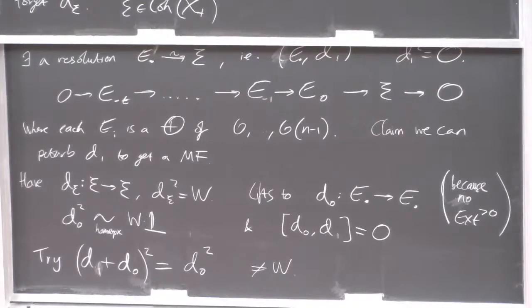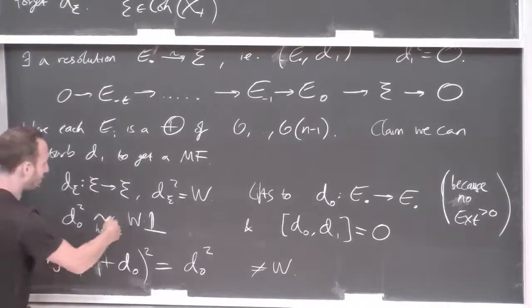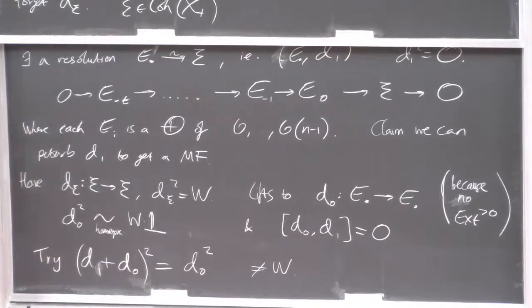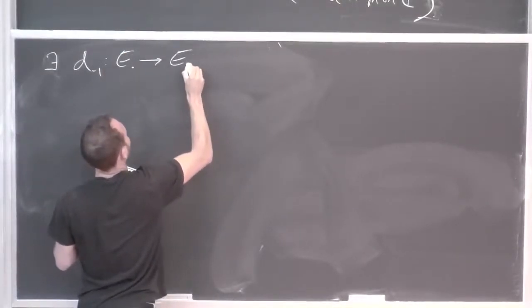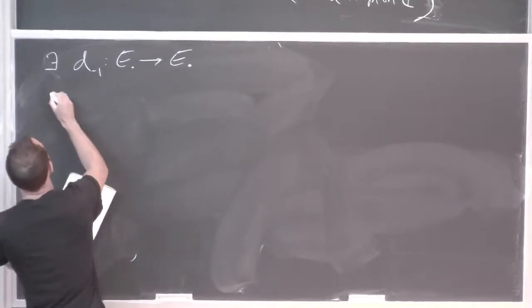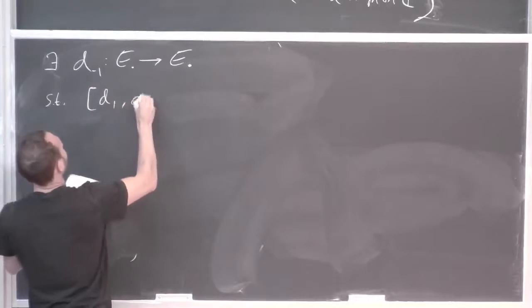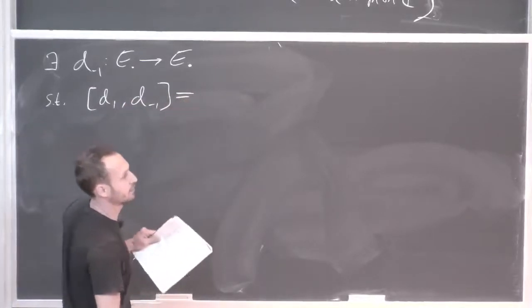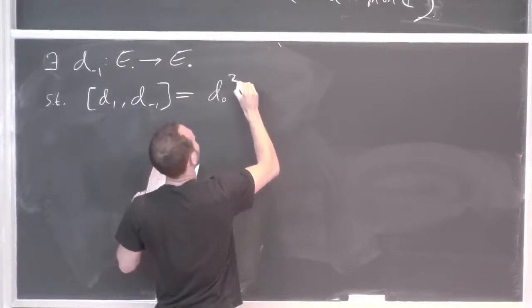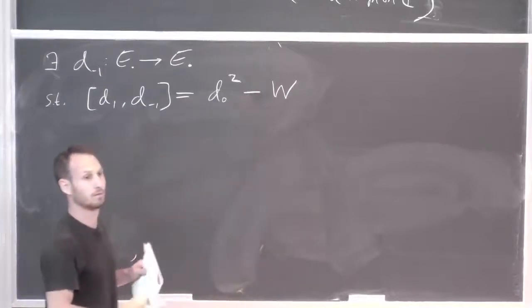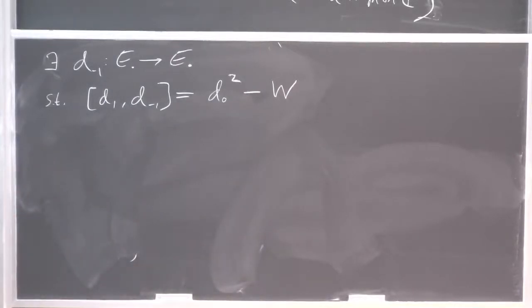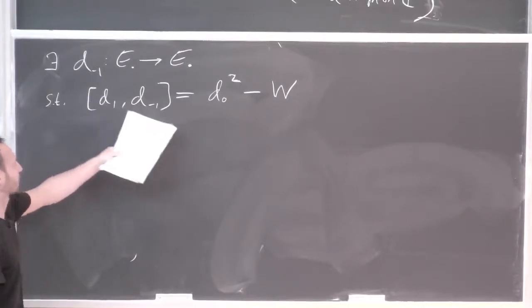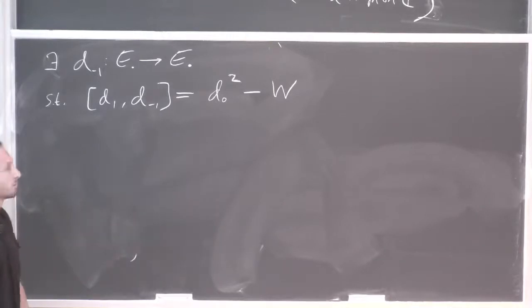Okay, so we need to go deeper into the process, right? D0 squared is homotopic to W. So this is the bit that Nick was doing. Pick the homotopy. It's homotopic to W, so pick a homotopy. There exists a D minus 1, which is a map from this complex to itself, such that the commutator of D1 and D minus 1 is the difference between D0 squared and W times the identity. D minus 1 is the chain homotopy. This thing is what happens when you take the boundary of a homotopy. You take its commutator with the differential. Okay?